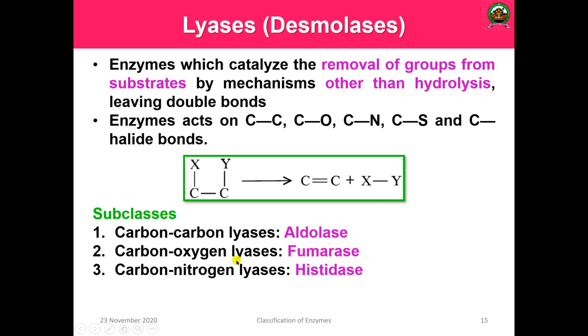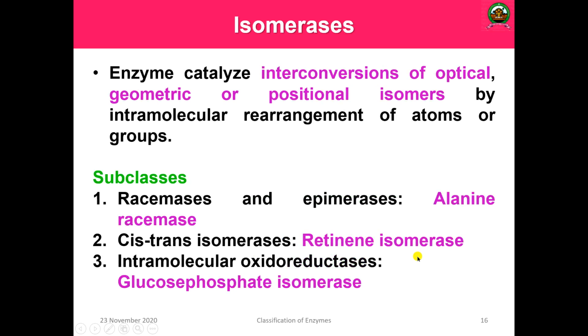Then carbon-oxygen lyase, example fumarases. And carbon-nitrogen lyase, example histidase. So these are the major types. So this is all about lyases.